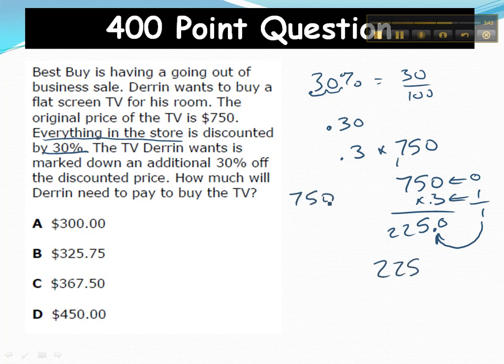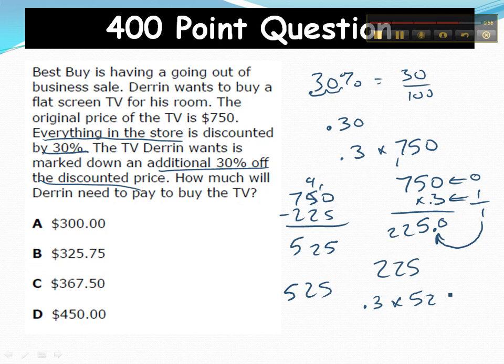So $750 minus $225, need to borrow here. 10 minus 5 is 5, 4 minus 2 is 2, and 7 minus 2 is 5. So $525 is the discounted price. But he gets an additional 30% off of the discounted price. So again, we need to find 30% of 525, or 0.3 times 525.